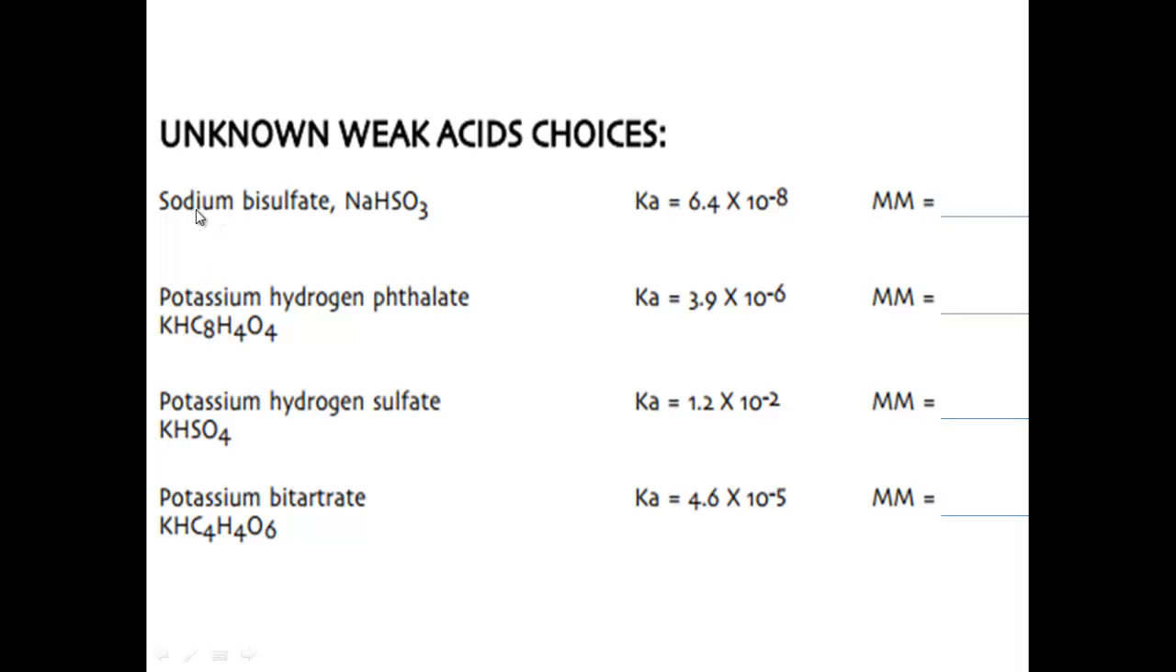And these are the acids you possibly could have been given here. Sodium bisulfate, potassium hydrogen phthalate, potassium hydrogen sulfate, potassium bitartrate. Now, I didn't give you the molar mass of those things. You have to calculate those. So calculate the mass of sodium, hydrogen, sulfur, and three oxygens. Get the mass of all these things here, and compare your masses. Let me flip back over here.